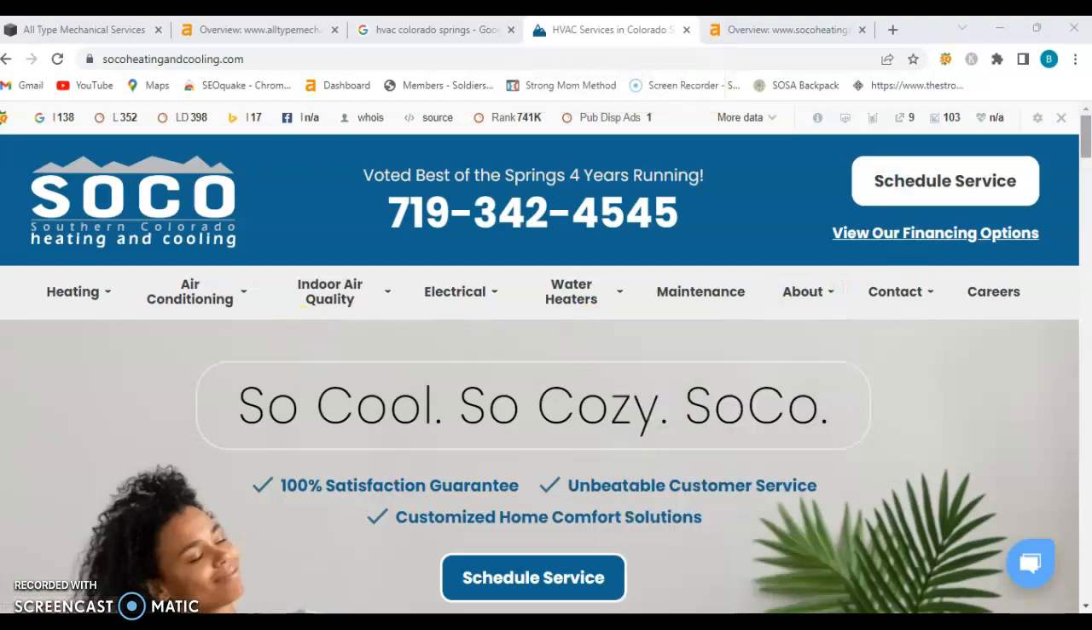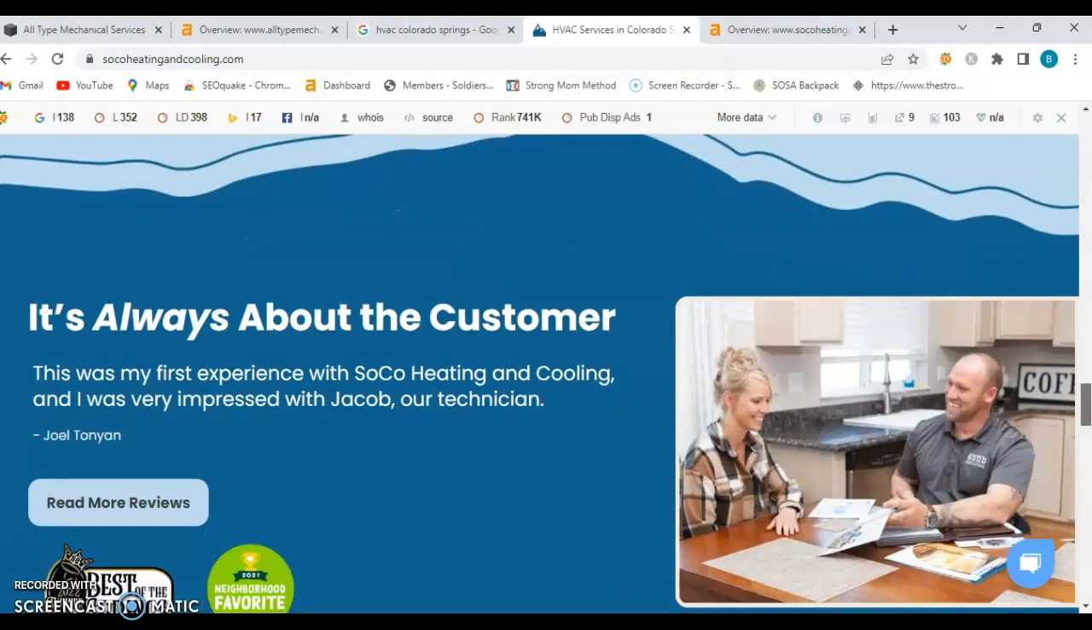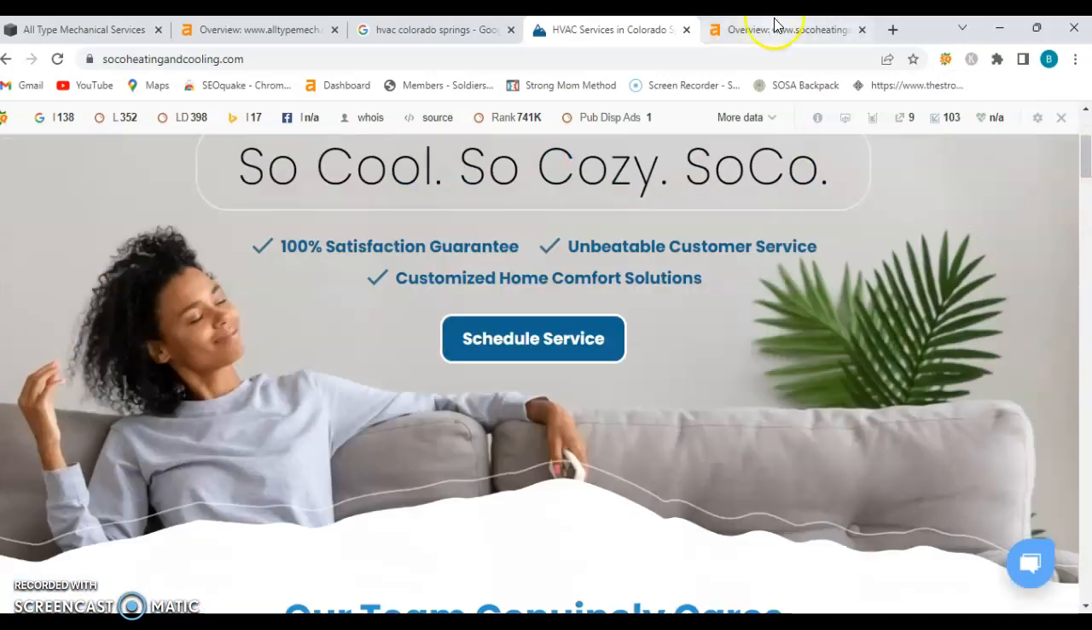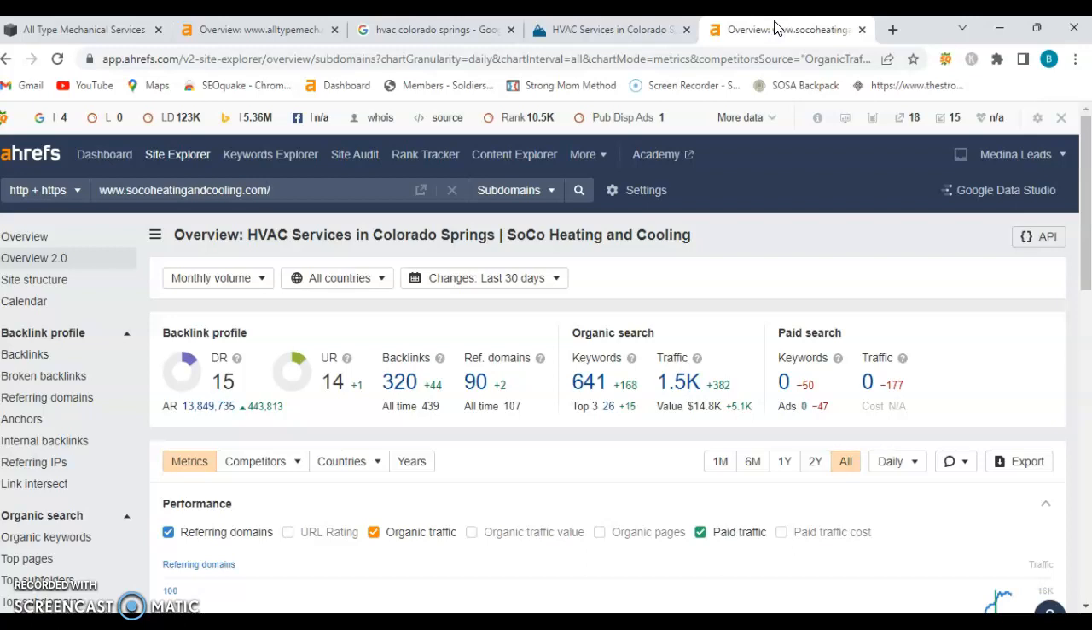So I took a look at one of your competitors here. Just taking a look, you can see they have quite a bit of content on the front page here, but this is where we want to look, is the analytics. So they have 320 backlinks coming from 90 referring domains, and they have 641 keywords. And you see that's bringing them over 1,000 people, so that traffic to their website.